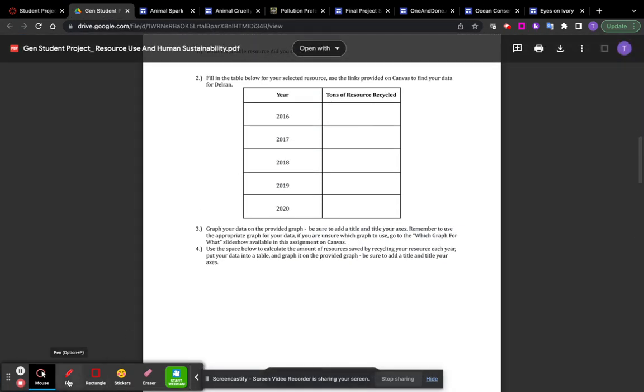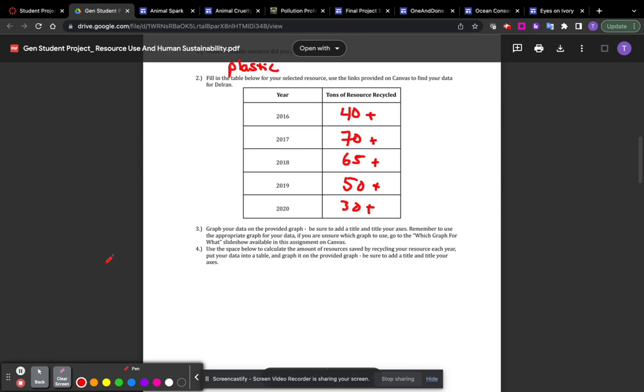I'm just going to put some arbitrary numbers in there, just numbers off the top of my head. Say 40 tons. This one, there was about 70 tons. There was 65 tons, 50 tons, and 30 tons. And let's say that I chose, it says it up here, plastic.